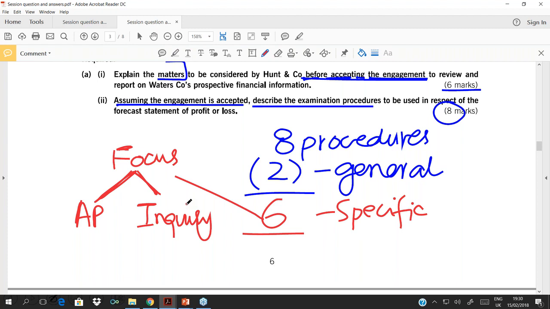Can I make all 6 procedures using AP and inquiry? Yes, because that is maximum focus. But how much minimum procedure should I make using AP and inquiry? At least 3 to 4. Focus. But can I make all 6 procedures using AP and inquiry?